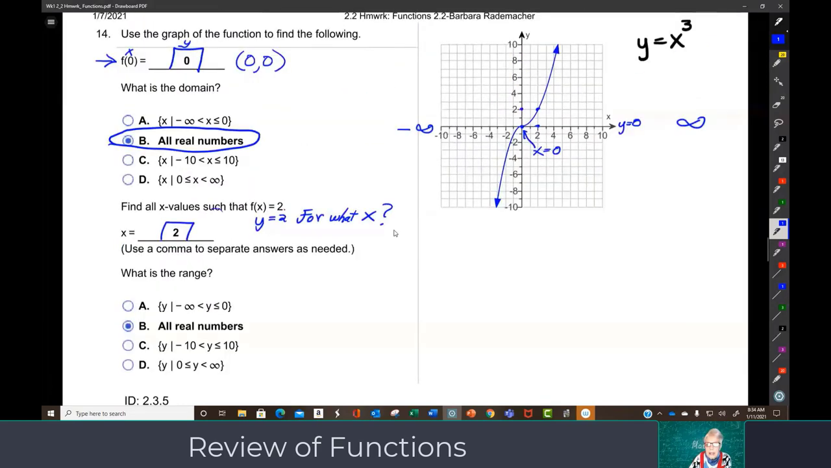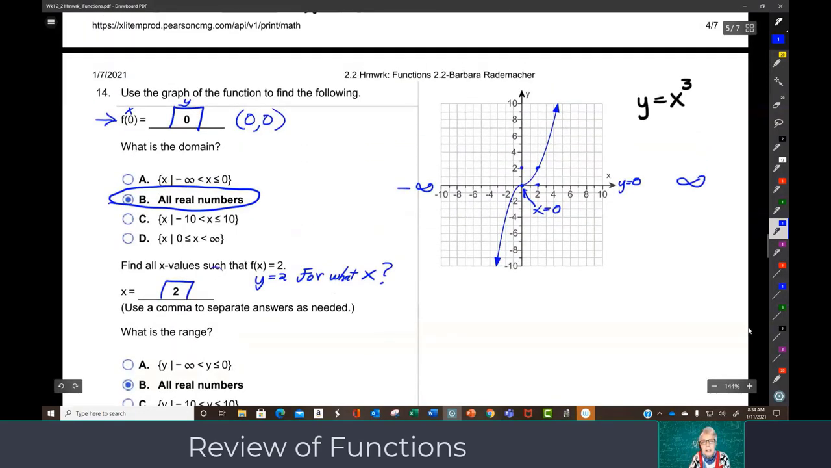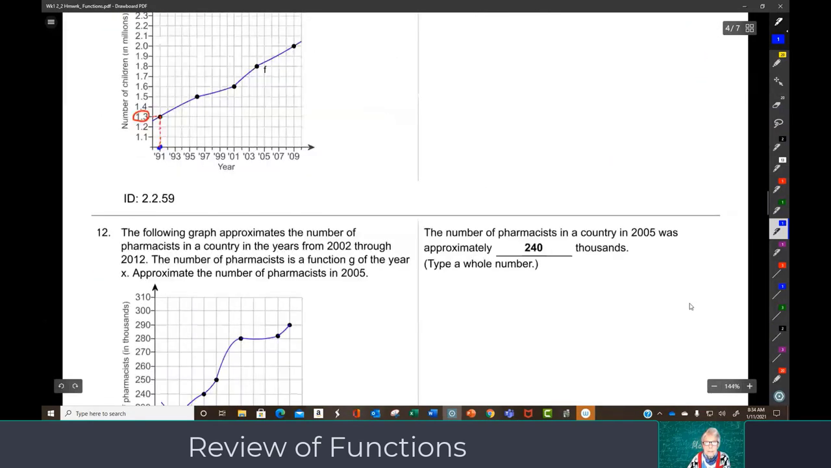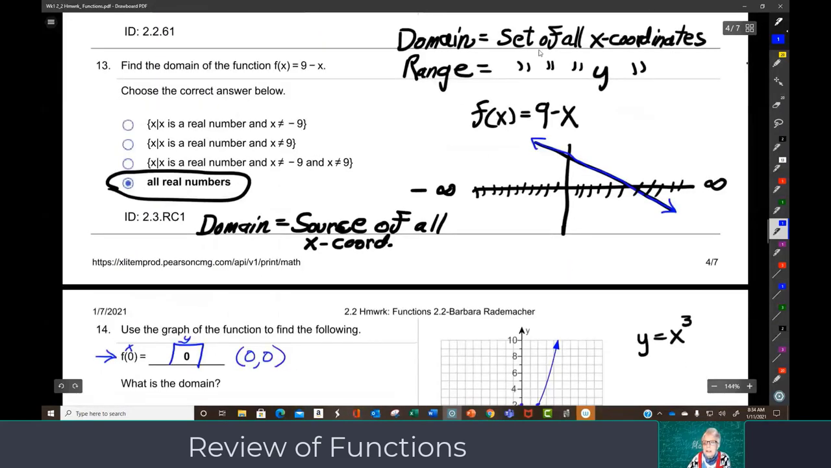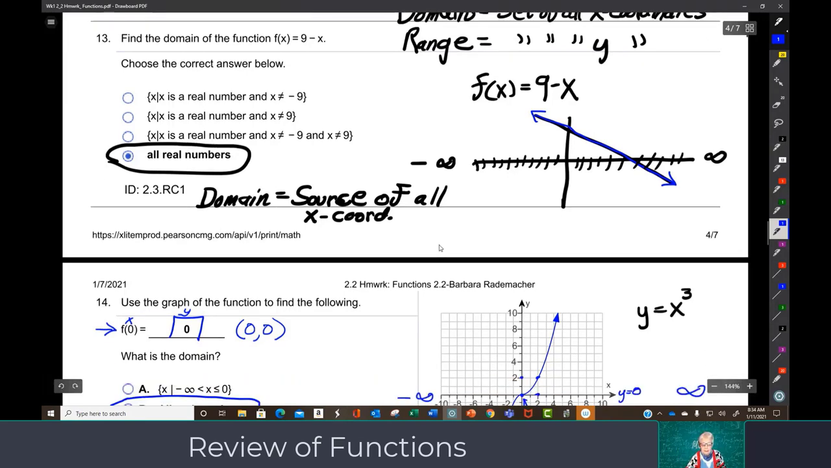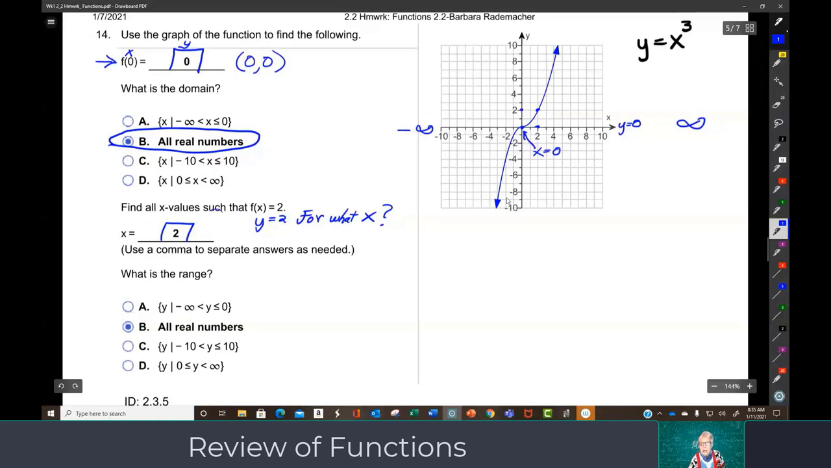And now you're being asked about the range. Oh my goodness, range is on the y-axis. Remember, I wrote it somewhere, I thought. Yeah, here. Range is the set of all the y coordinates. Well, where do the y coordinates live? On the y axis. So the y axis is just like the x axis in that it goes up to positive infinity and down to negative infinity. These numbers just keep going forever and ever.